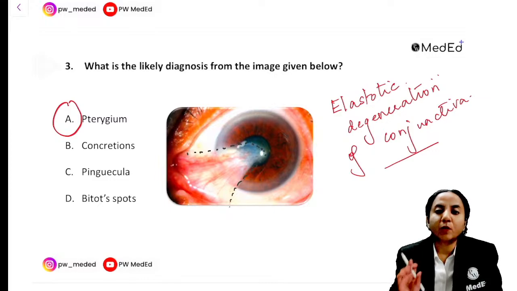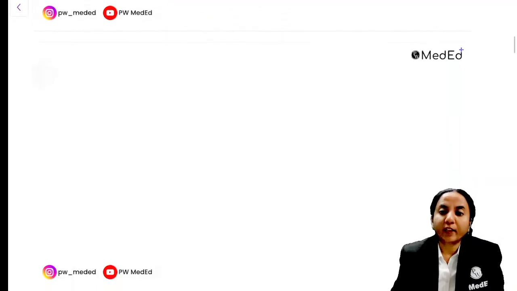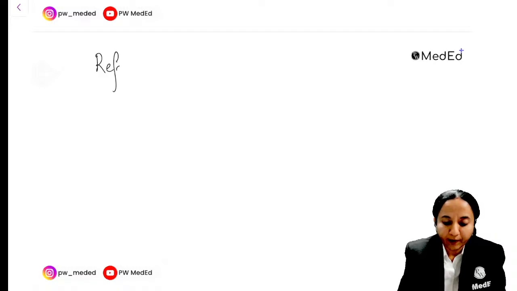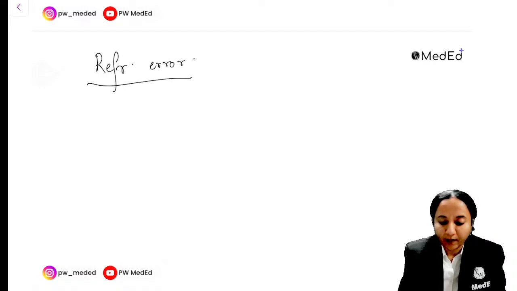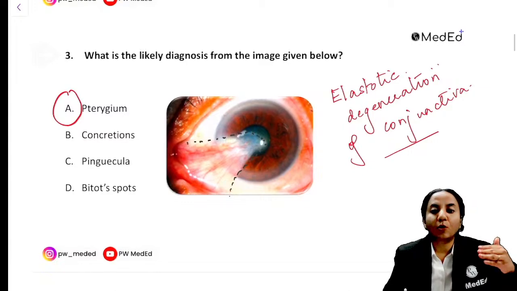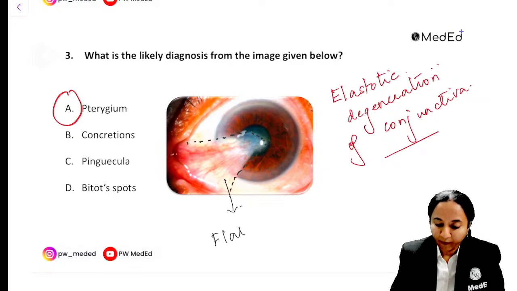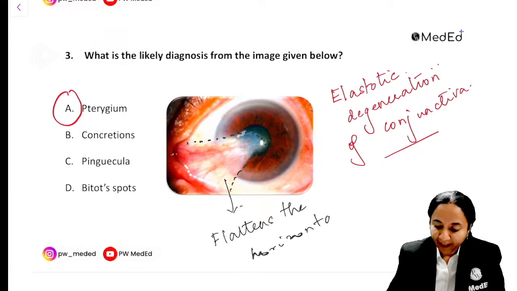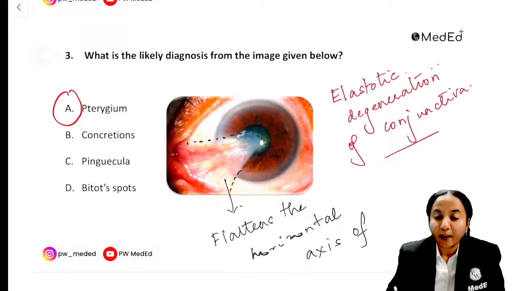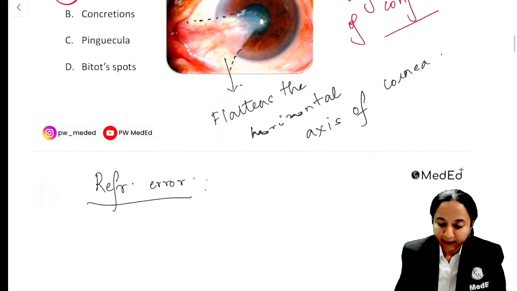Now quickly let us revise the important things that we need to remember about pterygium. Tell me, what kind of refractive error does a pterygium cause? Very important MCQ. See what it is doing: it is growing on the horizontal axis and flattening the horizontal axis of the cornea. So what is the refractive error it will cause? Very good, the refractive error associated with pterygium is astigmatism.